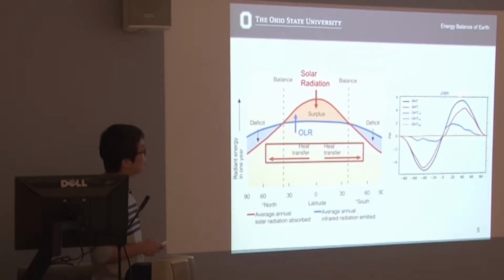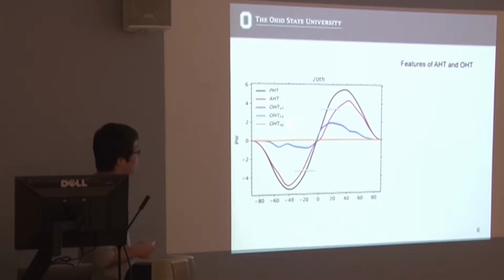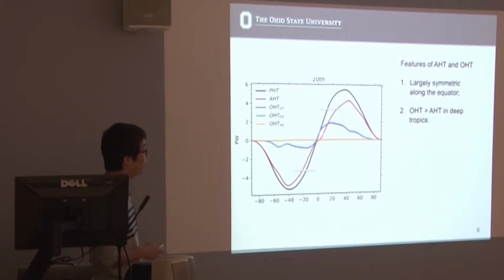And here is the heat transport. The black curve is the total heat transport, the red is the atmosphere heat transport, and the blue is the ocean heat transport. A positive sign means that it transports northward, and a negative sign means it transports southward. If we observe these curves carefully, there are several interesting features. First, they are largely symmetric along the equator. It is because the net radiation at the top of the atmosphere is largely symmetric along the equator. Second, the ocean heat transport dominates in the deep tropics, but the atmospheric heat transport dominates in the mid to high latitudes. And finally, if we look carefully, we find the northern hemisphere ocean heat transport is larger than the southern hemisphere ocean heat transport.